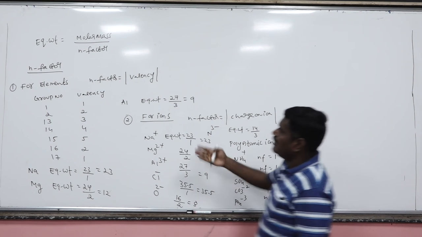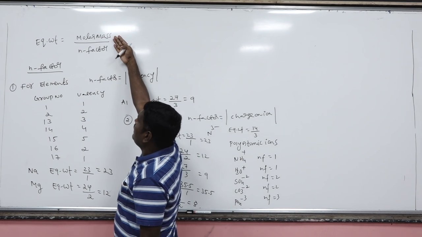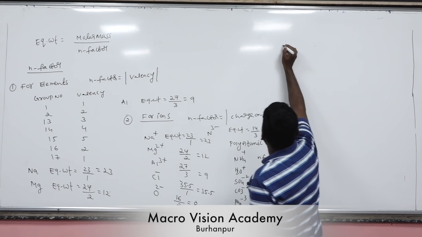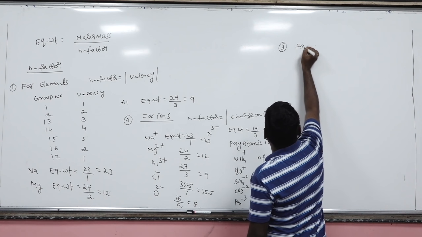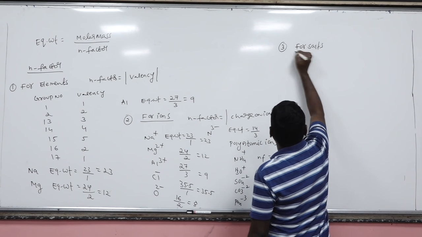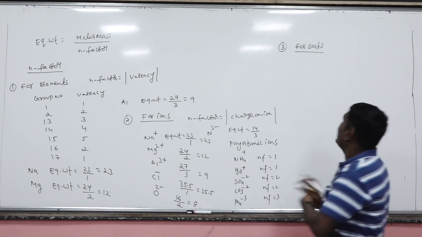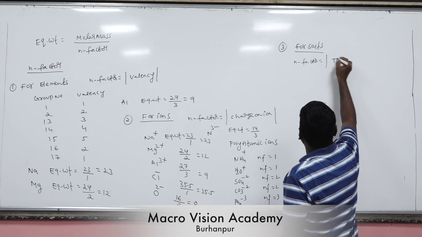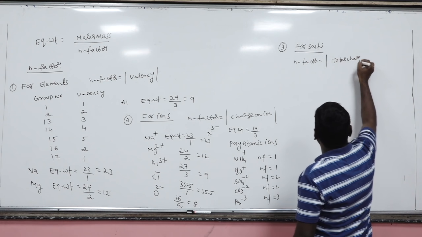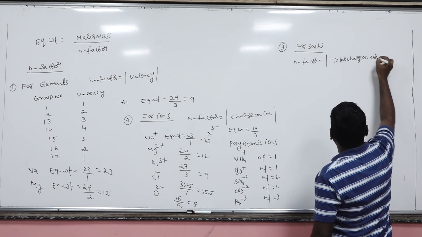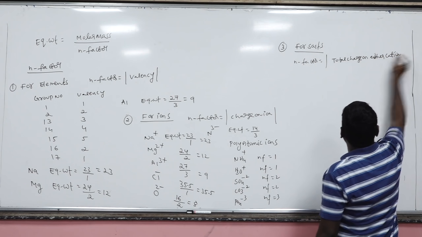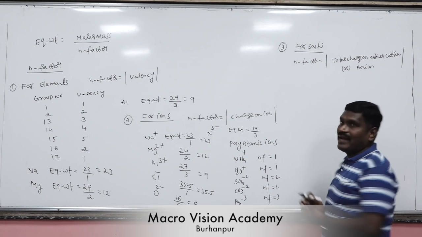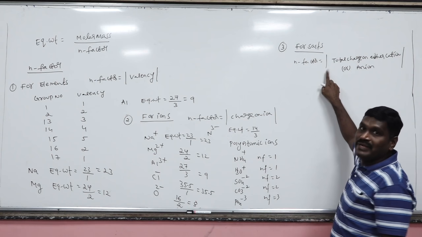Once we know the n factor, by simply dividing molar mass by the n factor, you will get the equivalent weight. Okay, now come to number 3, n factor for salts. How to calculate the n factor of a salt? For a salt, n factor will be equal to the magnitude of the total charge on either cation or anion. Total charge on either cation or anion, we only have to take the magnitude.